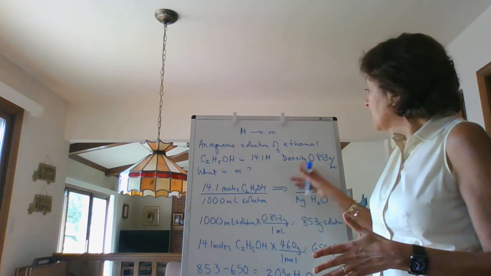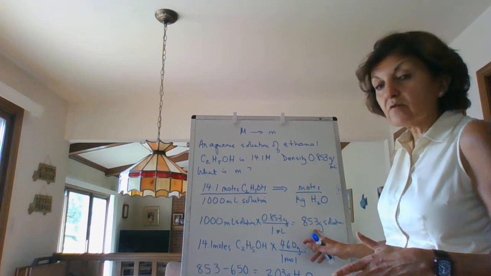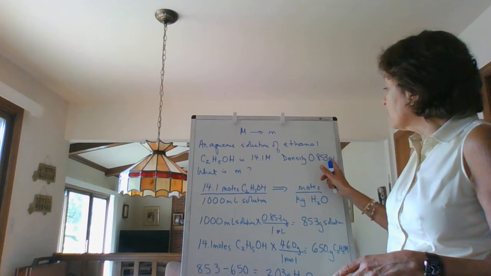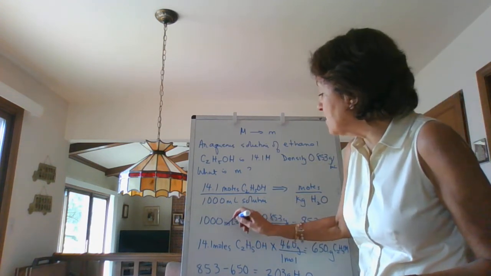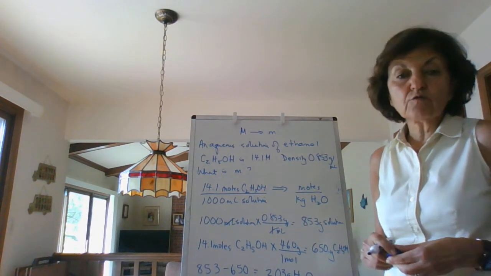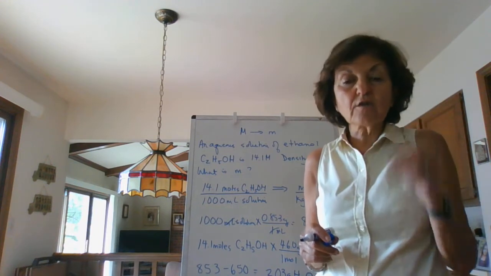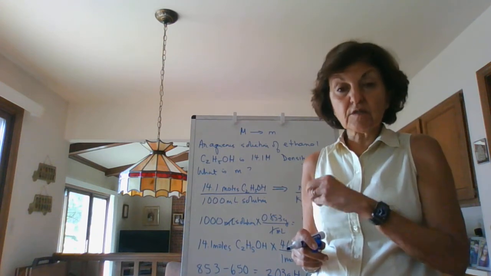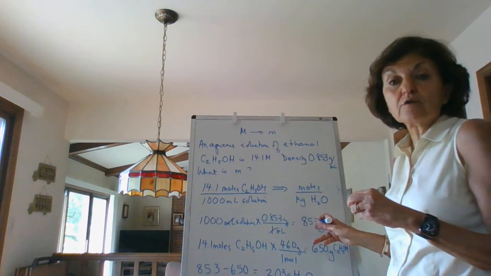So first step is use density to convert volume to mass. All right. So I've got my density of the solution is 0.853 grams per mL. Put it over here. mL of solution cancel. And I have 853 grams of solution. Great. Remember, the solution is solute plus solvent. So what I need to do to end up with the mass of the solvent in kilograms is to subtract out the mass of the solute from here.